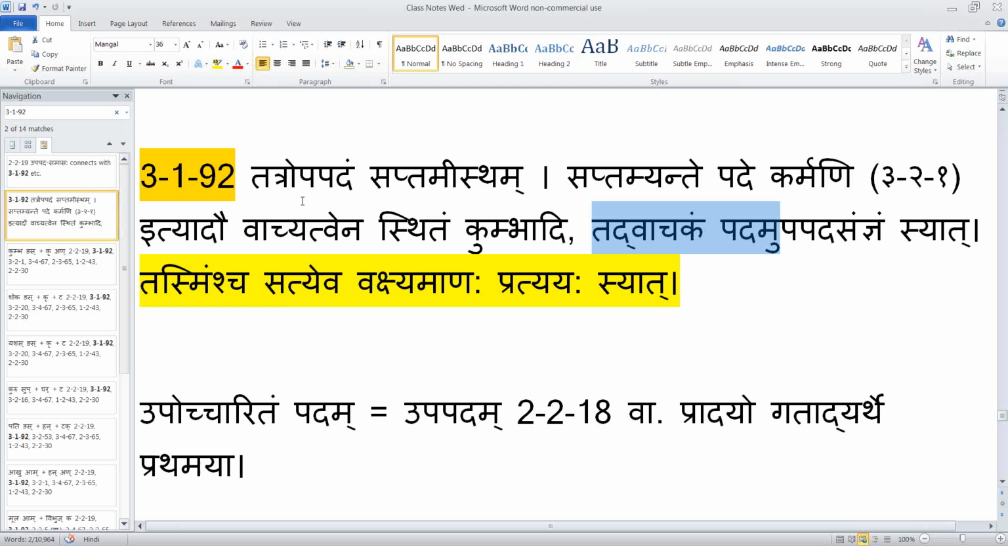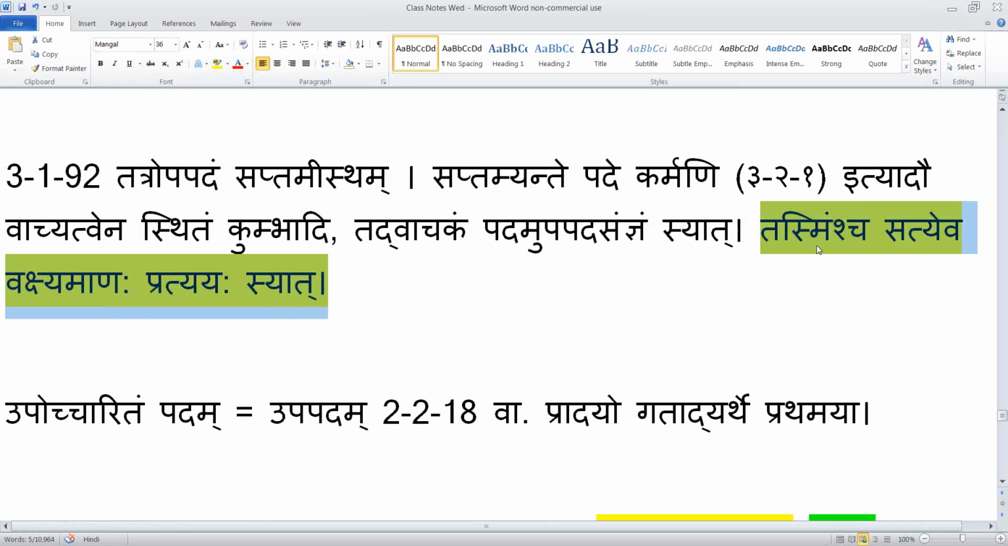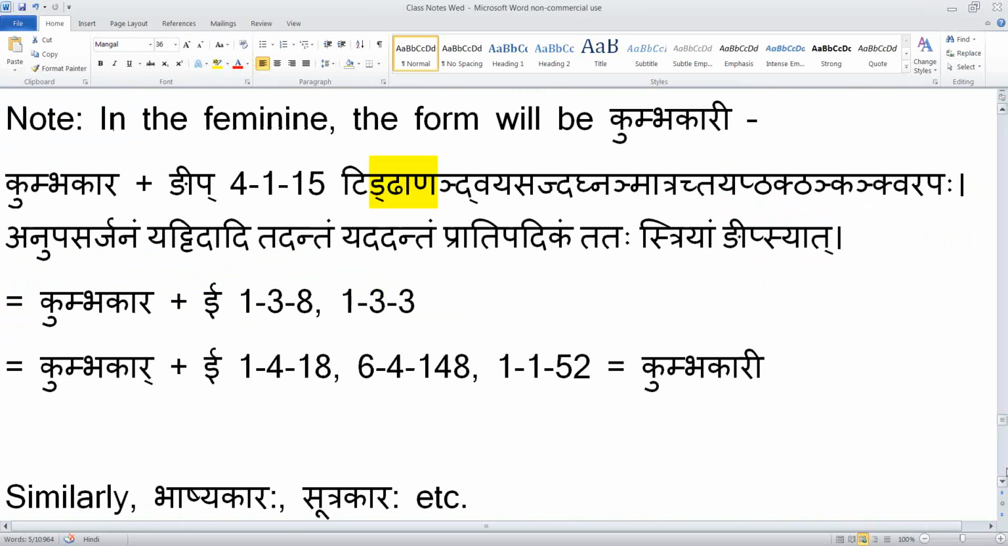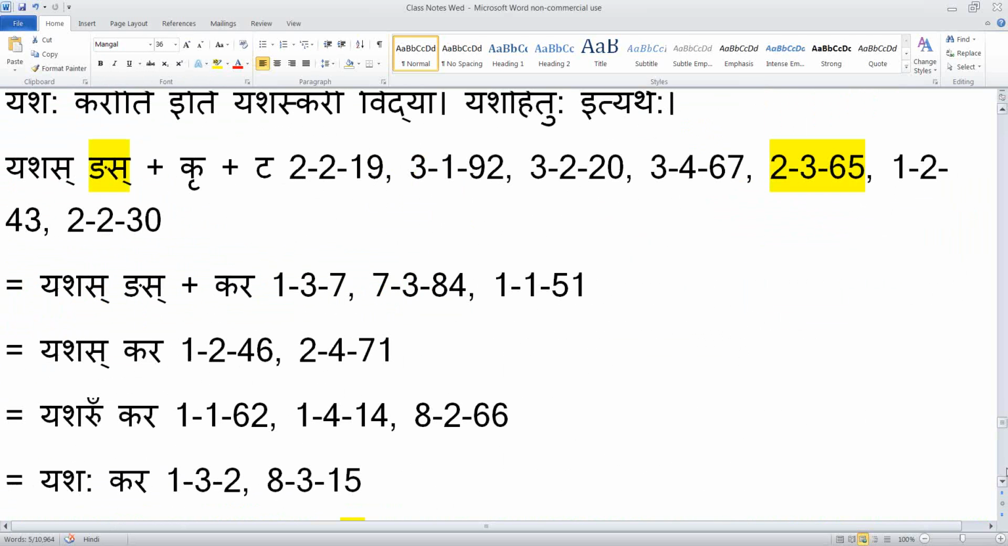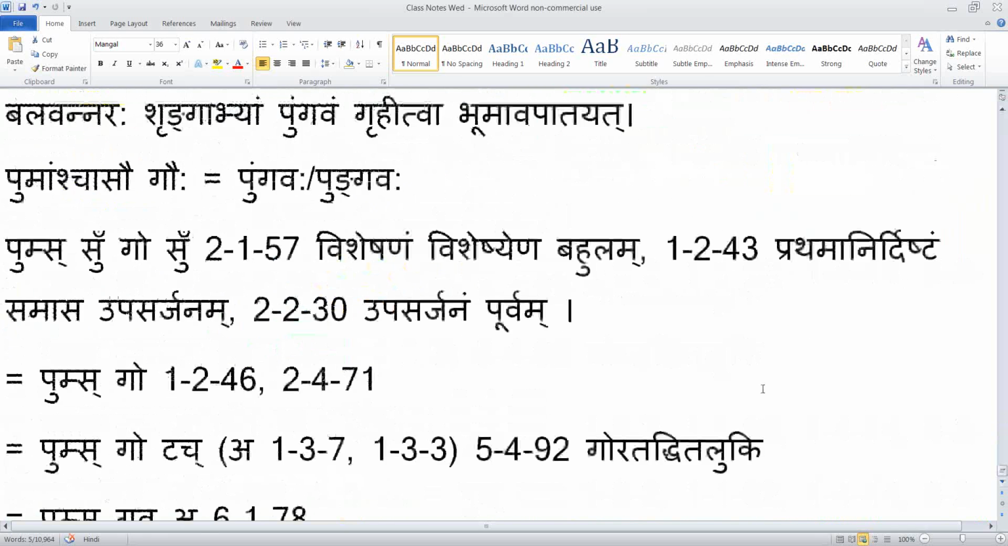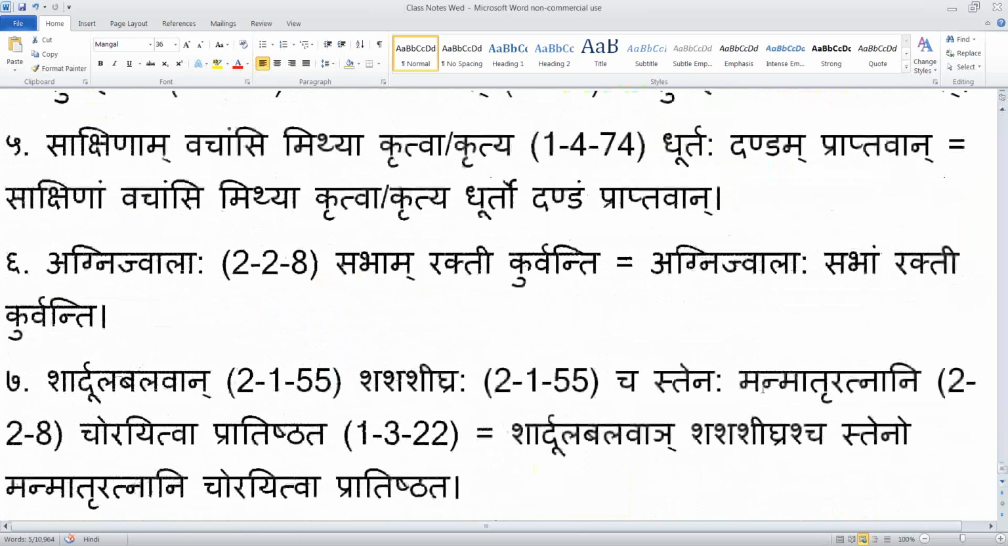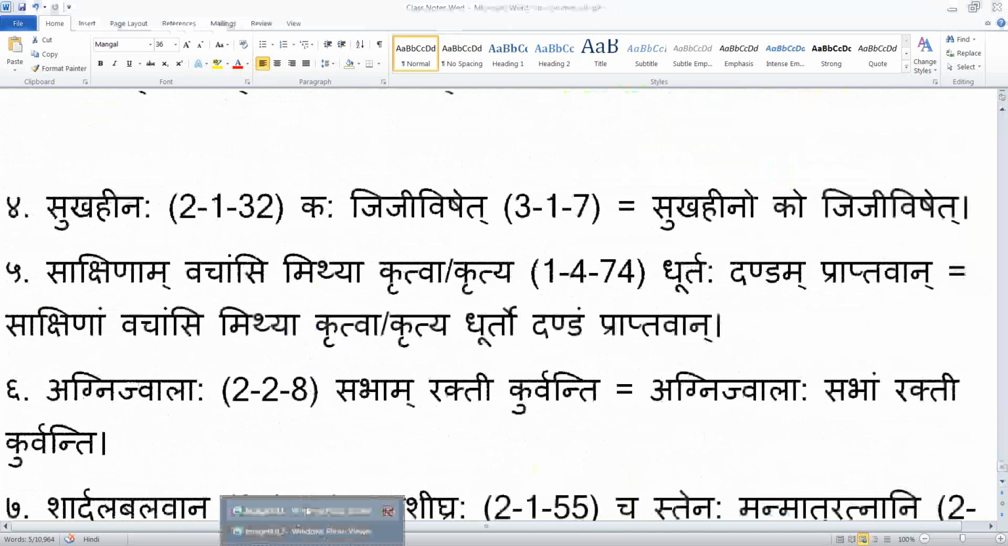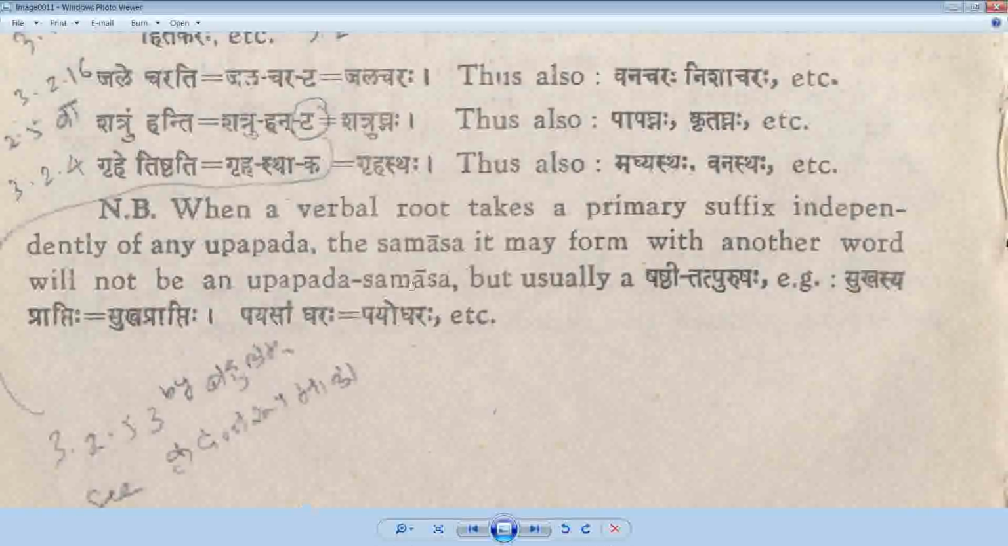That's what this means. So, tasmin cha satyeva vakshyamana pratyasya, this is the important part. The pratyaya which is prescribed by the sutram will only apply when that upapadam is there. So that is what is called, and then we create the upapada samasaha. As long as there is an upapadam, we cannot have a tingantam. But when such an arrangement is not there, then what the book is saying here is that we just form independently a krut pratyaya, and then we can usually form a shashti tat.